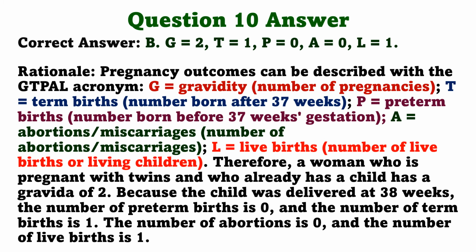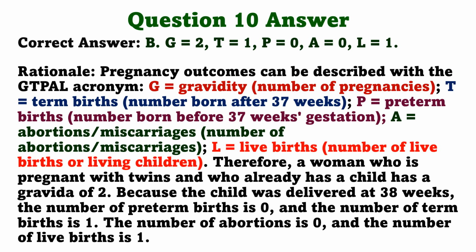Rationale: pregnancy outcomes can be described with the GTPAL acronym. G equals gravidity, number of pregnancies. T equals term births, number born after 37 weeks. P equals preterm births, number born before 37 weeks gestation. A equals abortion/miscarriages, number of abortion/miscarriages. L equals live births, number of live births or living children.